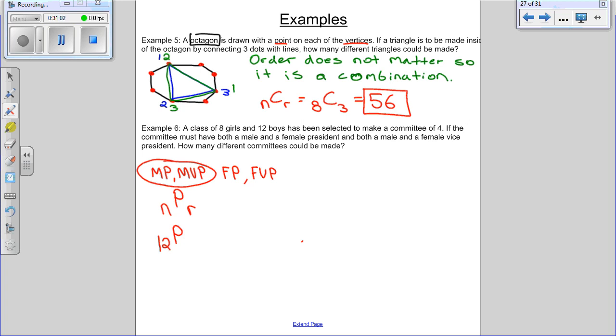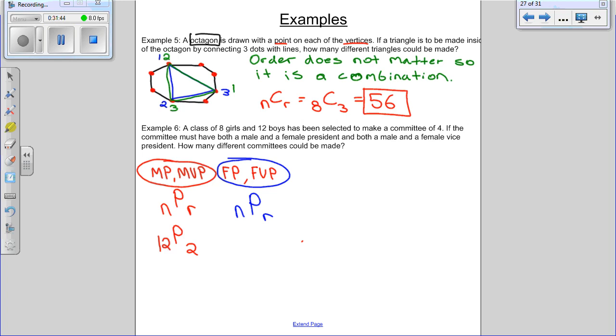The next thing I want to create is the female side of the committee. First thing I'm asking myself, does the order matter? It definitely does matter, right? Female president is different than female vice president. So that means it's going to be a permutation. And you know what, just to take a pause for this question, if they had said you had to have a male president and a male vice president, and then two female committee members, would the order have mattered for the females? It wouldn't have. So you could mix in perms and combs at the same time. So you do have to ask yourself that question every time you're doing it.